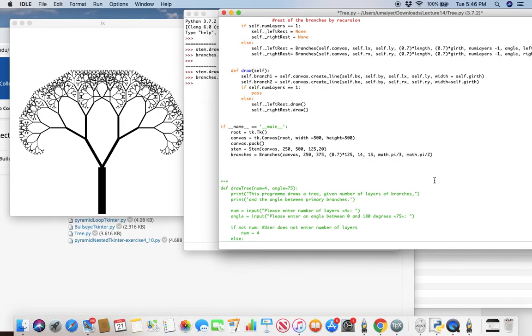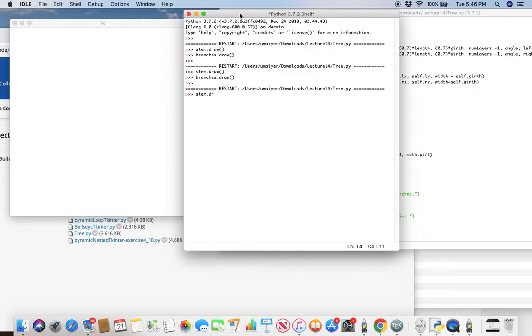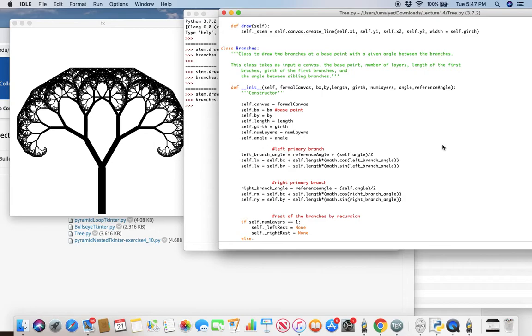And recursion, by the way, starts slowing down rapidly. Okay. It's very important you notice that. It slows down very rapidly. Okay. So stem dot draw, you drew, branches dot draw, it slowed down. Look at that. Because I had 15 layers, it became very lush. All right. So branches are the interesting part.